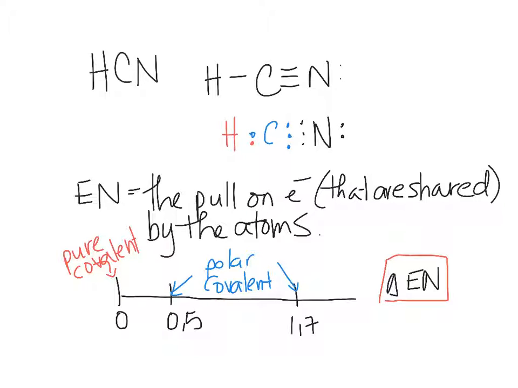If the difference in electronegativity is 1.7 or higher, it has what we call ionic characteristics, but it may or may not be ionic. You have to look at the two atoms that are involved. If it's two non-metal atoms and it ends up being greater than 1.7, they are extremely polar. It's a very polar covalent bond because it has ionic characteristics.